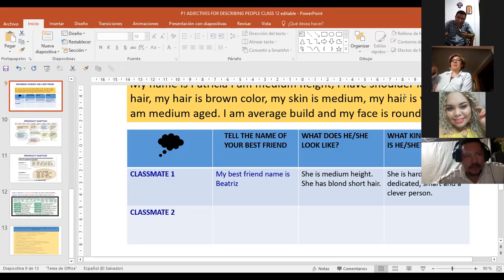Hello. Thank you to Lisbeth. And okay, adelante. My Lisbeth. She is medium height. She is shoulder length. Her hair is light brown color. She is fair skin. She is a rock. Okay.